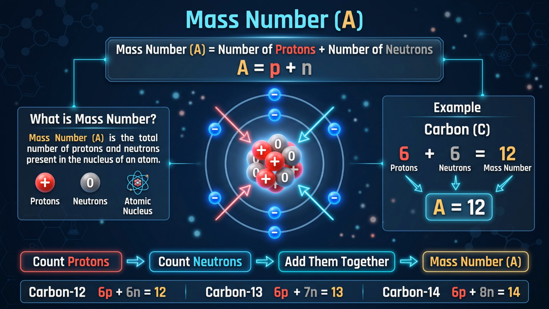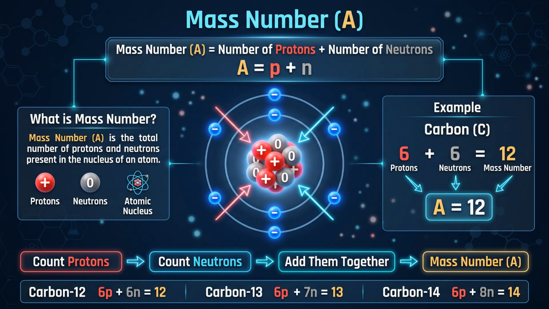This makes it different from the atomic mass shown in the periodic table, which is often a decimal, because it represents the weighted average mass of all naturally occurring isotopes of an element. The mass number should never be confused with the atomic number. These two quantities are related but completely different. The atomic number counts only the protons, while the mass number counts both protons and neutrons.